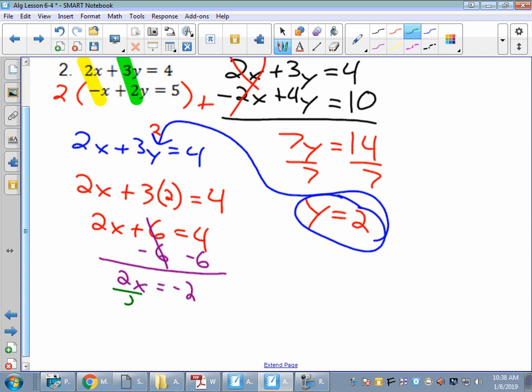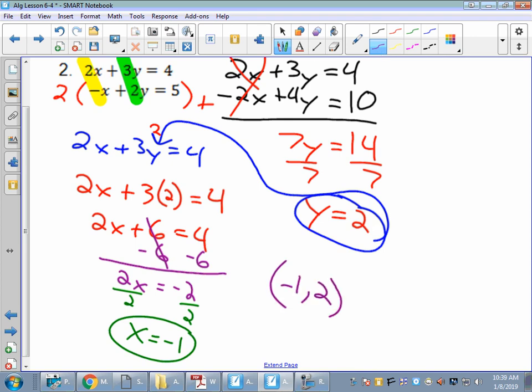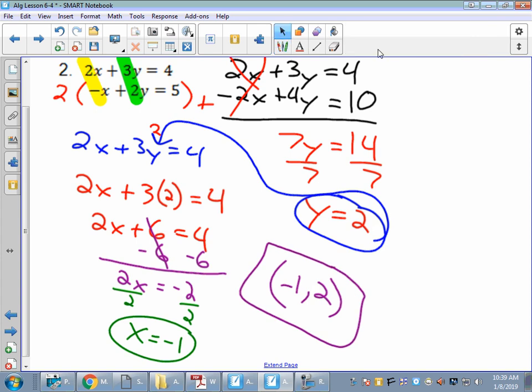And then if I divide by 2, I end up with x is negative 1. So I've got an x and a y. The only thing I have left to do is put it into an ordered pair. X is -1, y is 2. Make sure my x is first, my y is second, and there is my final answer, -1, 2.